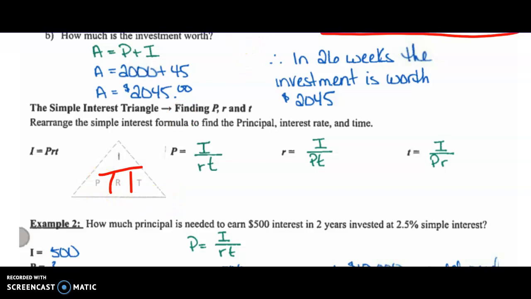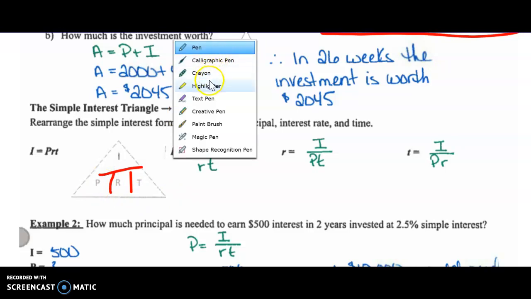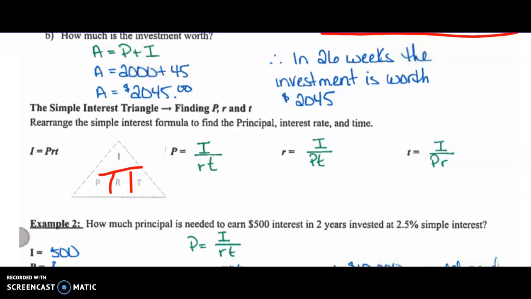Well, here, let's do this. Let's go to our creative pet here and get our happy face. And let's say I was looking for P in this case. So you have this triangle here and you cover up what you're looking for, P, and then what's left is I over RT, and that's what you have here. Okay, so that's how you get the principal formula. If it wasn't P I was looking for, but let's say it was R, I cover the R up, and then I have I over PT.